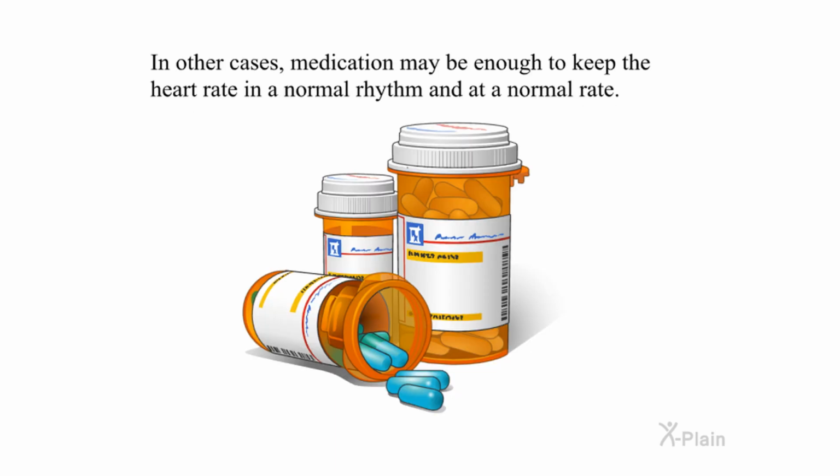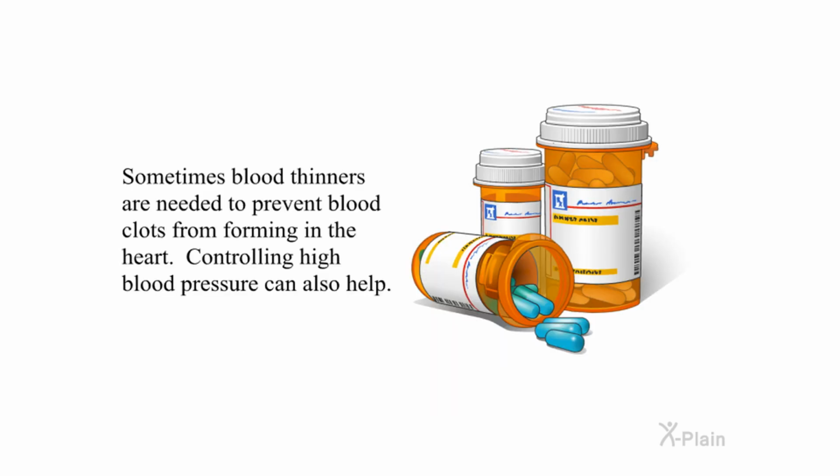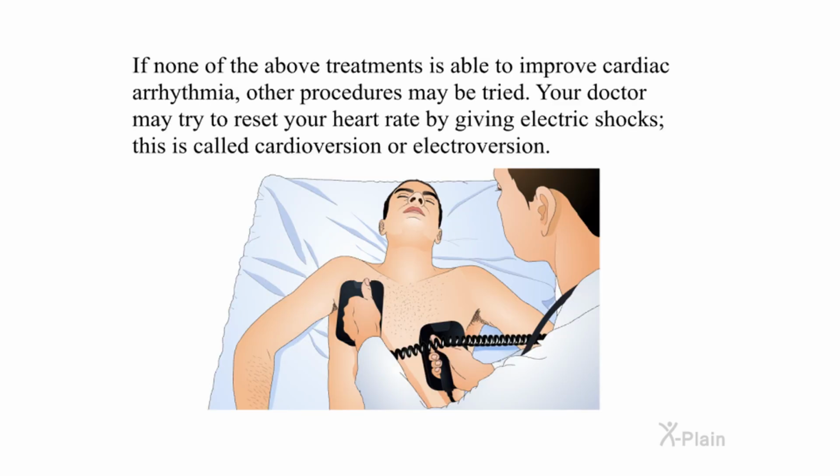In other cases, medication may be enough to keep the heart in a normal rhythm and at a normal rate. Sometimes blood thinners are needed to prevent blood clots from forming in the heart. Controlling high blood pressure can also help. If none of the above treatments is able to improve cardiac arrhythmia, other procedures may be tried. Your doctor may try to reset your heart rate by giving electric shocks. This is called cardioversion or electroversion.